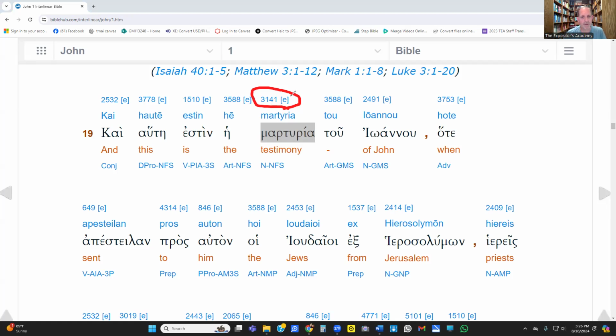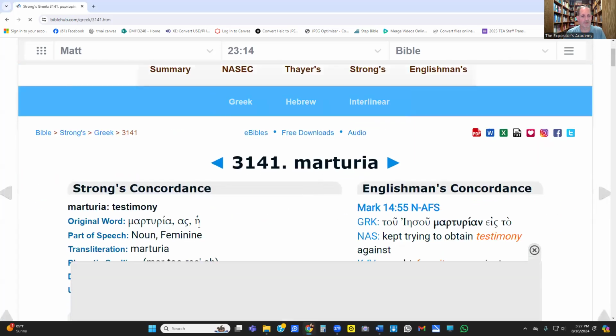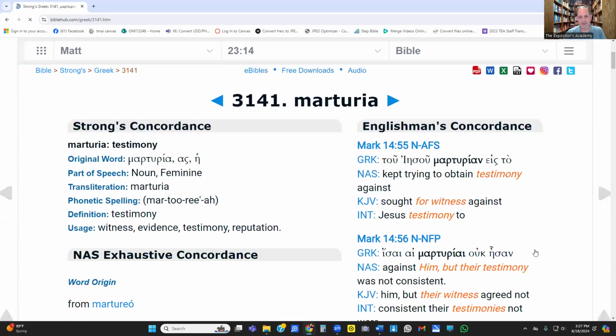And so this number here, this 3141, is the Strong's number for martyria. So Strong's number became sort of a standard that is used. If we click that Strong's number here, notice here we get the word martyria. And a lot of helpful information is given here.